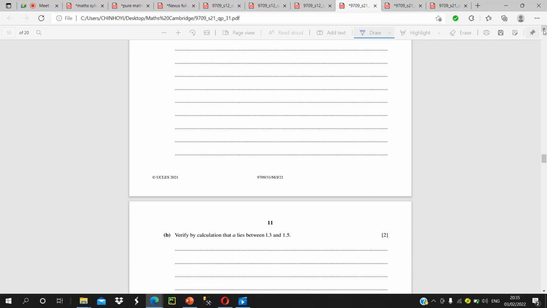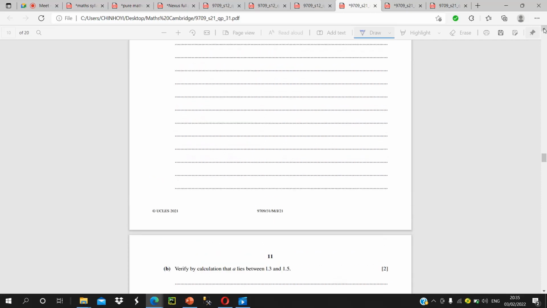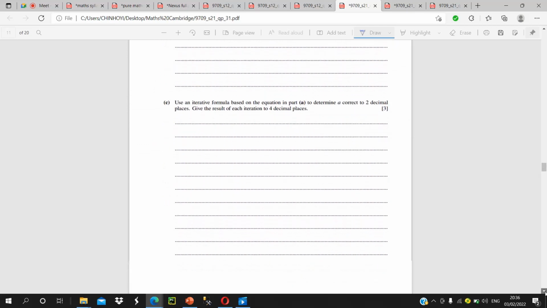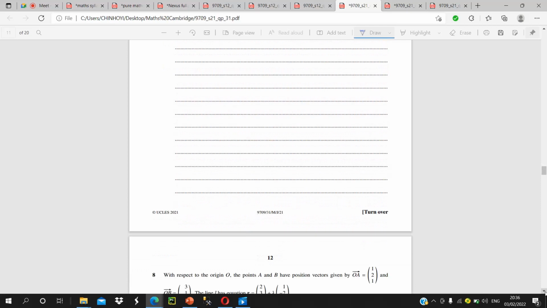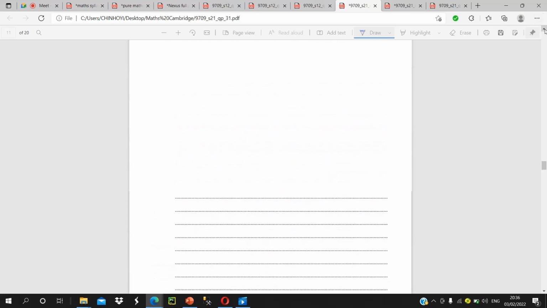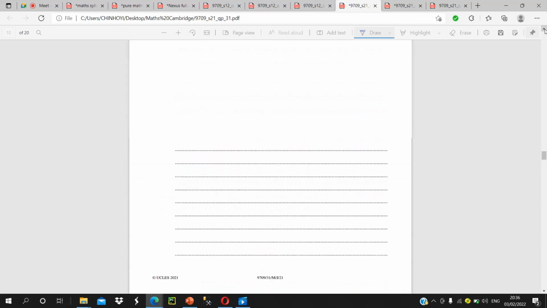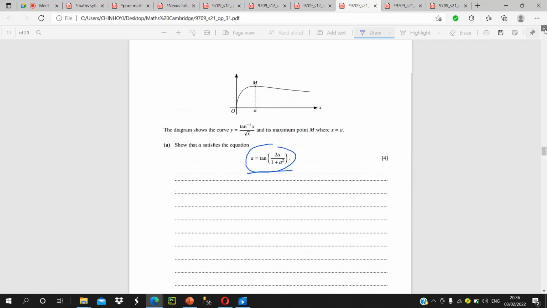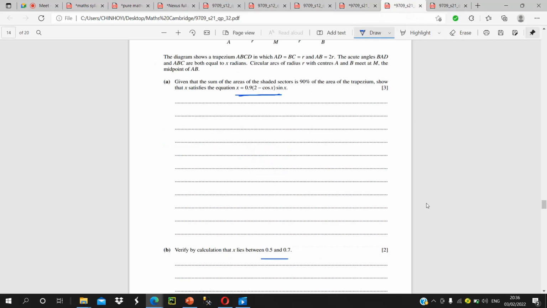It's now numerical methods, a topic which you can find inside other topics. After verifying, you are going to use the iterative formula to find the value of a. I will give you this one as homework, because you will be referring back to differentiation. Then you can come up with this equation and continue to numerical methods. So let's start with this one.